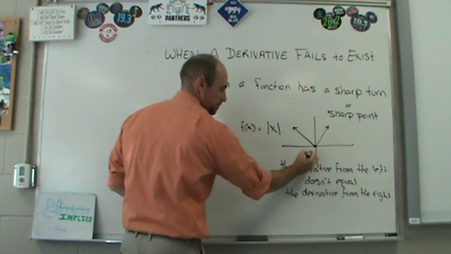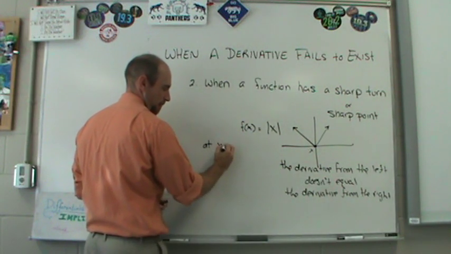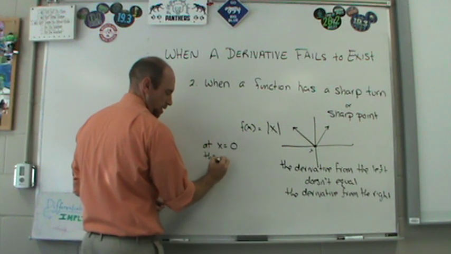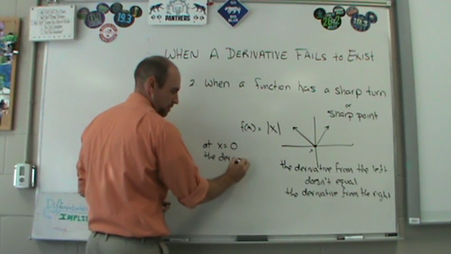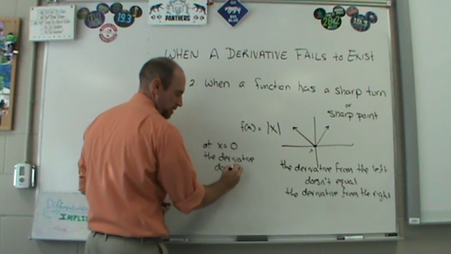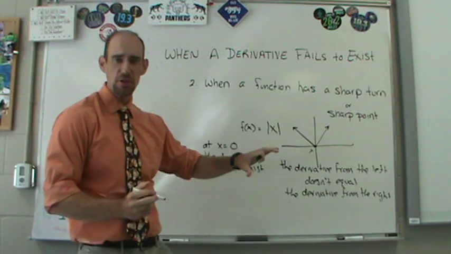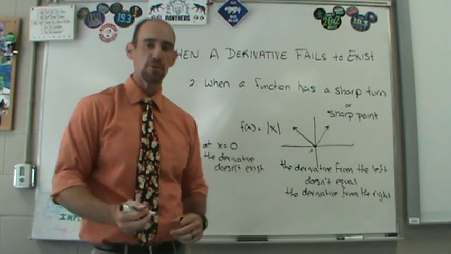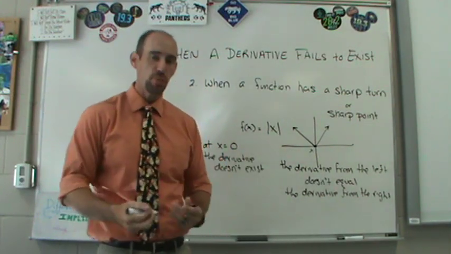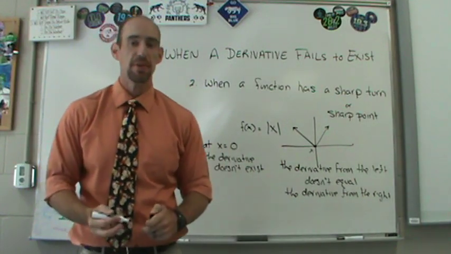So here, at x equals 0, the derivative doesn't exist. Again, anywhere else on this graph, totally fine. All right, there's no other sharp points. There's no points of discontinuity. Everything else is fine, but at x equals 0, there is no derivative.